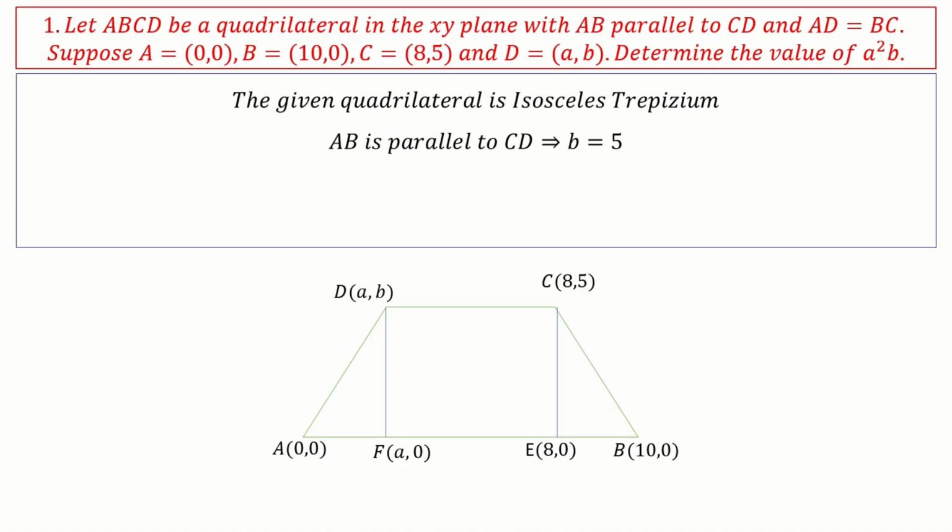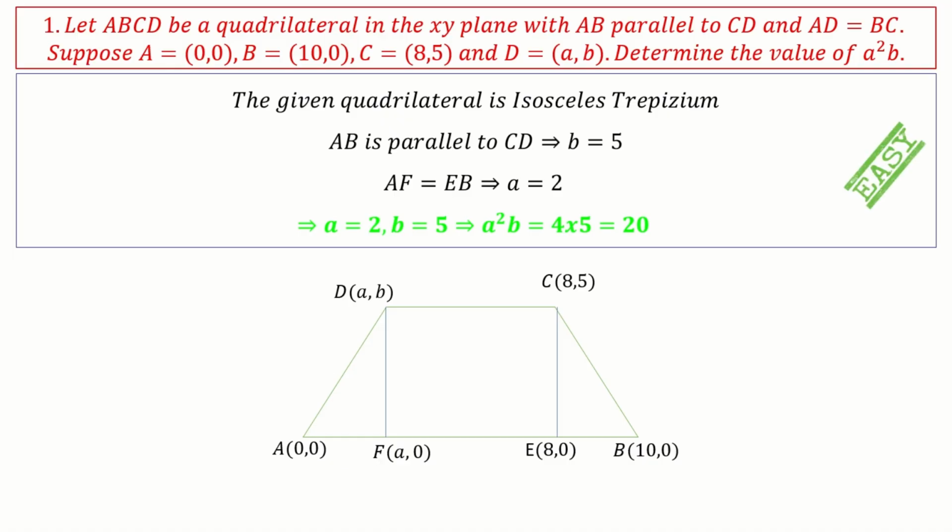This E is (8, 0), we know. So distance EB is 2 units. So obviously AF will be 2 units. So a is 2. Okay. So if a is 2, b is 5, then a squared b is nothing but 20. That's the answer. Okay. I think this is a very easy question.